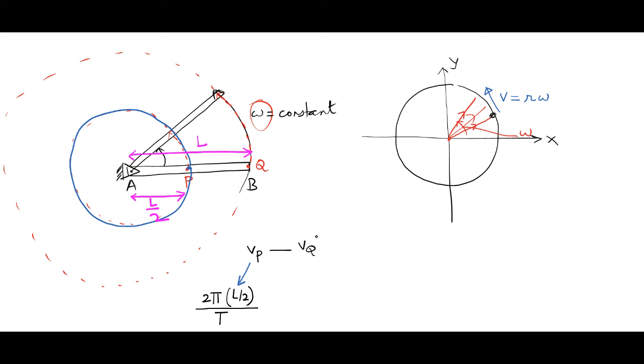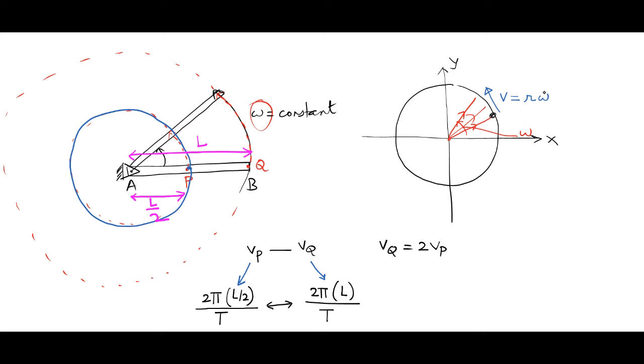On the other hand, the scalar velocity of Q is the circumference of its circle, but remember it's a bigger circle now, so the circumference is 2 pi into L. L is the radius of the bigger circle, and both of these particles P and Q complete a circle in exactly the same time, so t. Now compare these two, and immediately you see that Vq is double of Vp. That's a common sense approach.